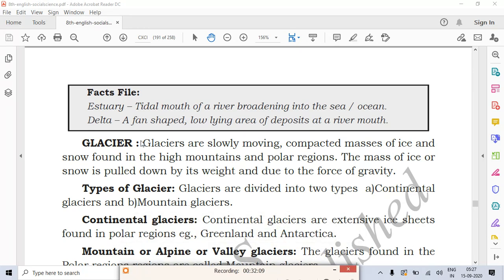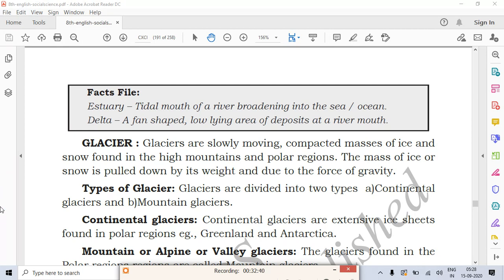Now we'll read about glaciers. What are glaciers? Glaciers are slow-moving, compacted mass of ice and snow found in the high mountains and polar region. In the colder region, in the high mountains or in the polar region, glaciers can be seen. They will move very slowly and they will be like mass of ice. The mass of ice or snow is pulled down by the weight and due to the force of gravity. If ice is present, because of its weight and force of gravity, it is pulled down the mountains.